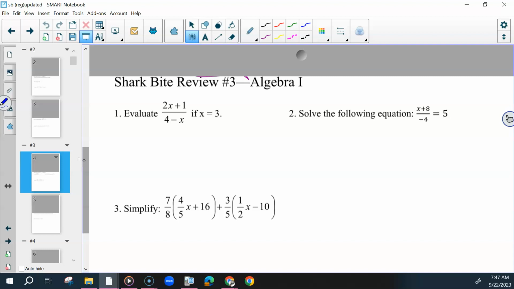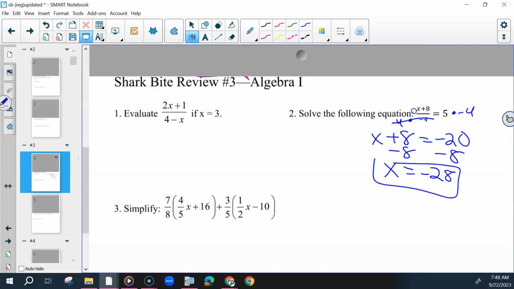Back to what we've been talking about all week, solving. We have to get x by itself. We cannot get rid of this 8 before we get rid of this negative 4. So what would we do with this negative 4? Multiply on both sides. So the negative 4's cancel on this side, but then get multiplied over here. And then subtract 8 on both sides.